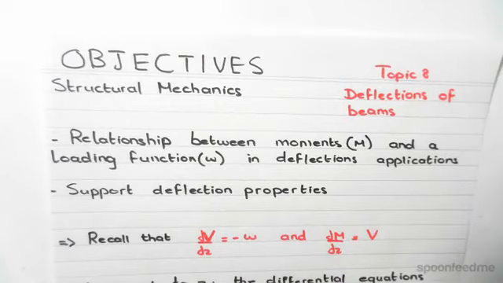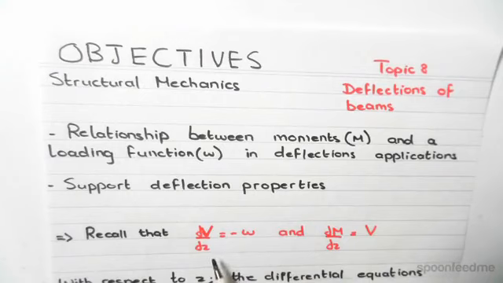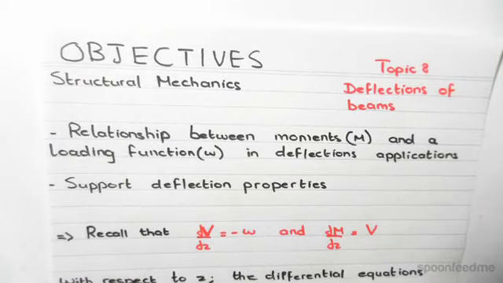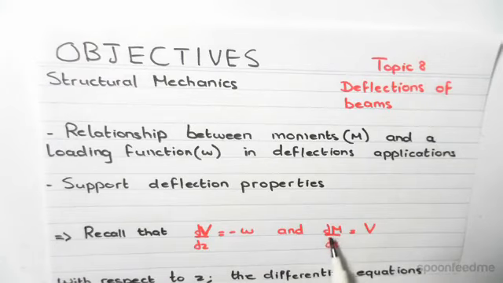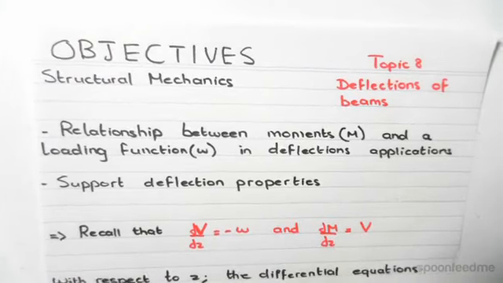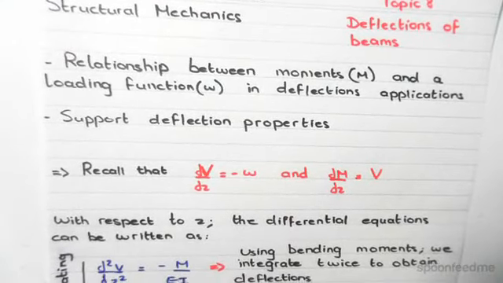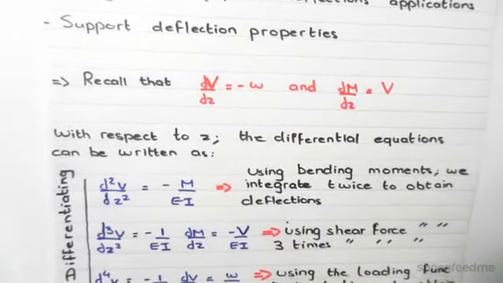Now recall from bending moments, shear forces and axial force diagrams in the previous topic, we discussed that when we differentiate the shear force, dV/dz, so capital V is the shear, we get minus w, the negative of the loading function, and the first differential of a moment is the shear force. Okay, just remember this.